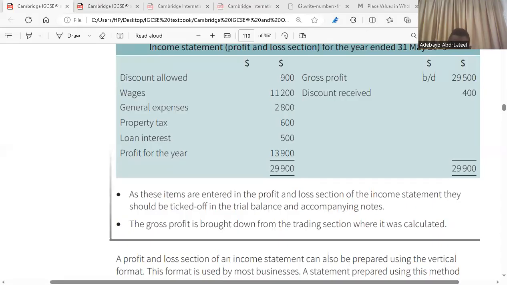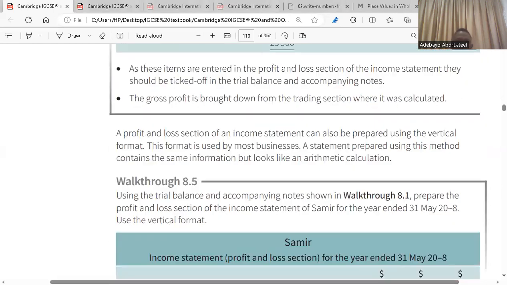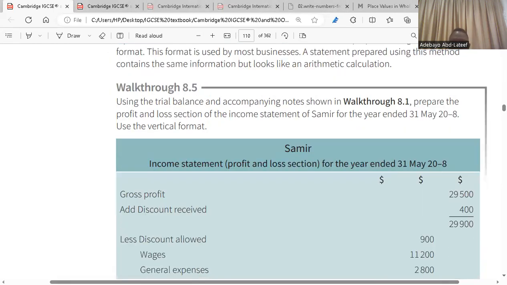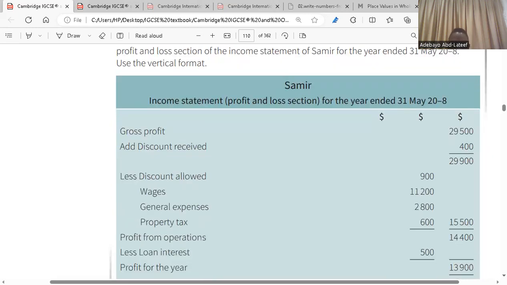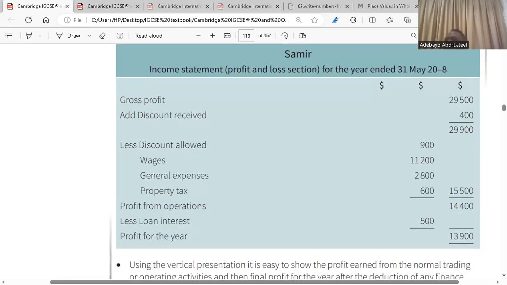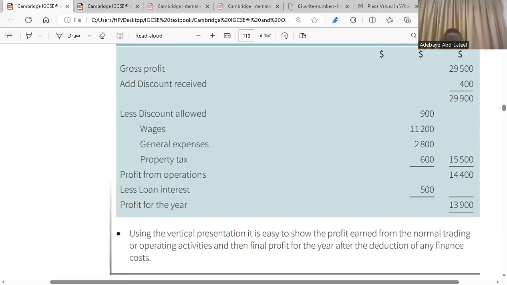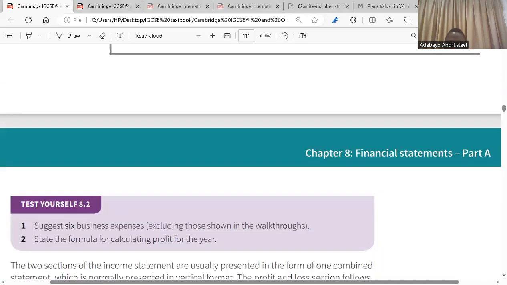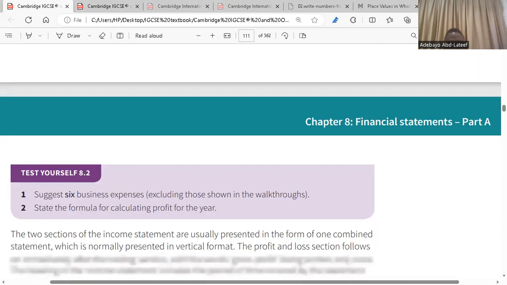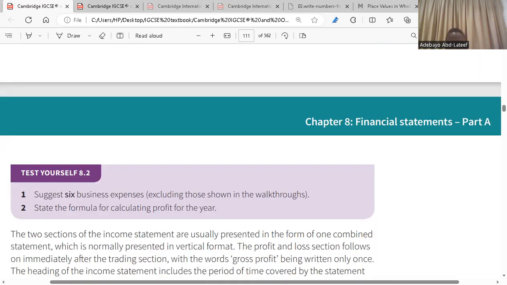So the profit and loss section of an income statement can also be prepared using the vertical format. So either way, this is the vertical side now. Prepared downwards, we're still going to get the same value. So it depends on which one you like to use, which one you're comfortable with. I think the horizontal one is better for you, right? Yeah, the horizontal. Okay. Or the vertical. Yes, okay.